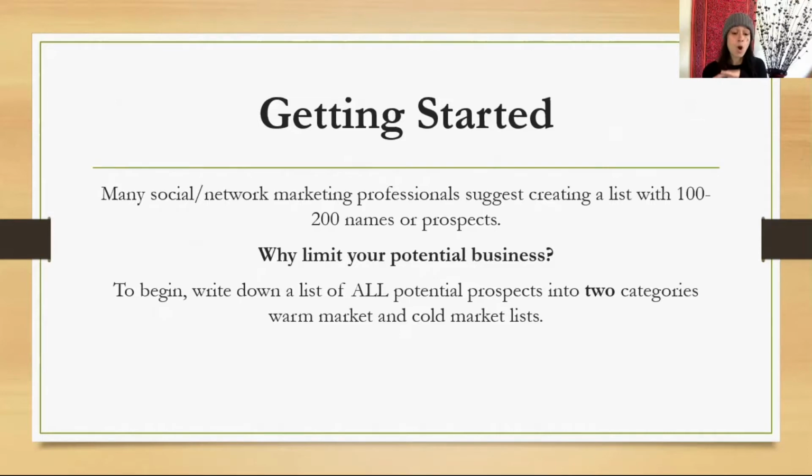To begin, write down all the potential prospects that you can think of in two different categories: the warm market and the cold market categories. And I'll show you what those mean. But when we come in as new distributors of whatever company it is we're a part of, the first thing we think of is, oh, wow, Aunt May would love this lipstick. Or, oh, do you know who'd love these Shakeology shakes? I mean, people start coming up in our mind about who we want to share things with. And prior to being in social and network marketing businesses, we did that all of the time.